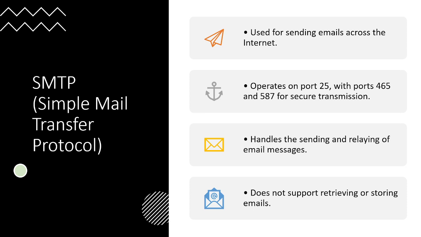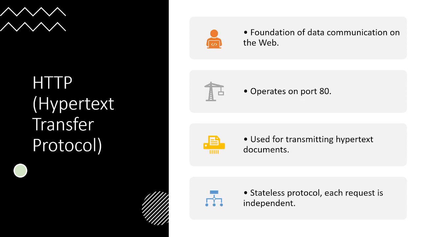So for sending and receiving the data, it is used for sending emails across the internet. That is what SMTP is. It usually uses port number 25, and ports 465 and 587 for secure transmission. It handles the sending and relaying of email messages. It does not support retrieving or storing emails.